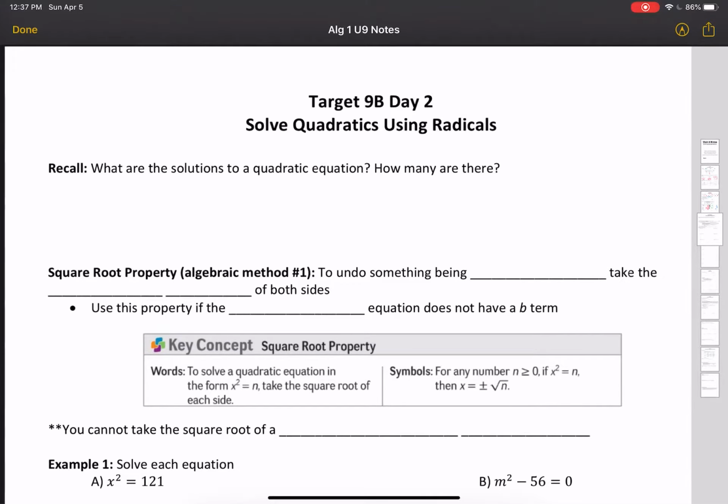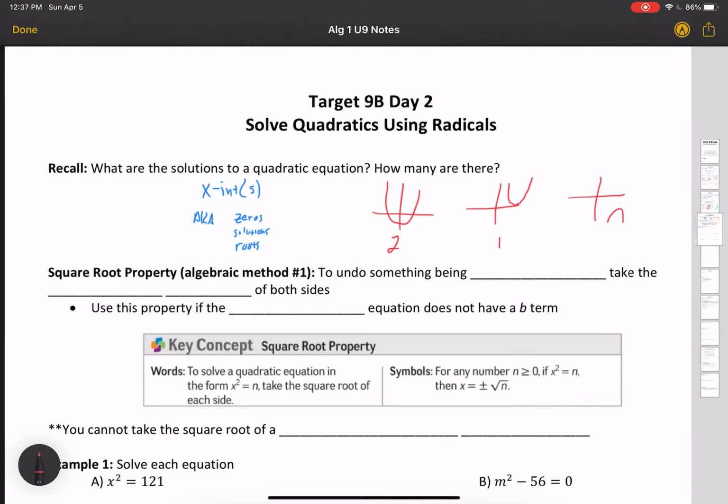So what are the solutions to the quadratic equation? Remember, they are the x-intercepts, also known as zeros, solutions, and roots. Okay, so graphically they're where they cross the x-axis. Okay, how many are there? So you remember, if you think about a parabola, there could be 2, there could be 1, or there could be 0. Okay, there's 2, 1, or 0.